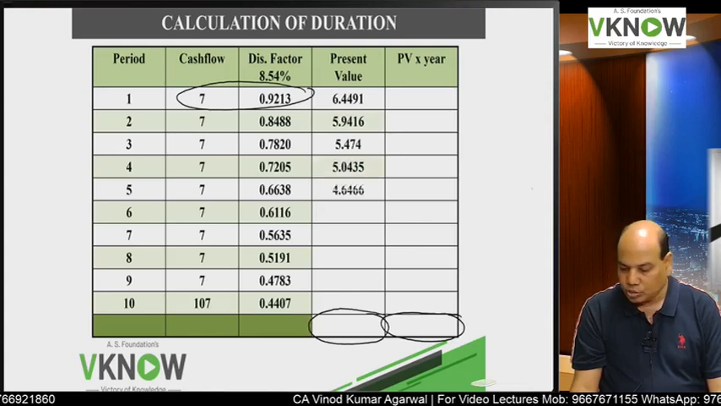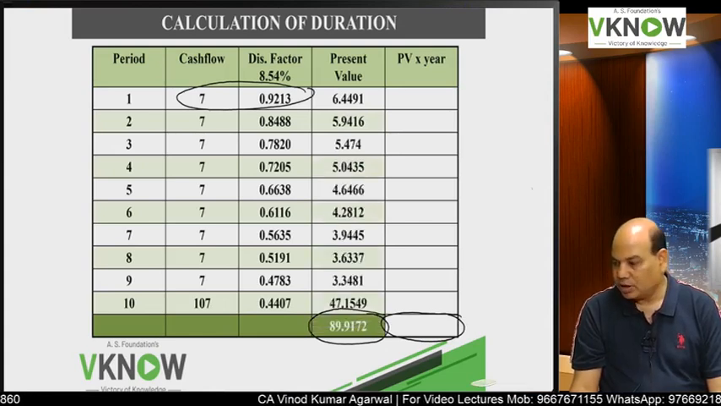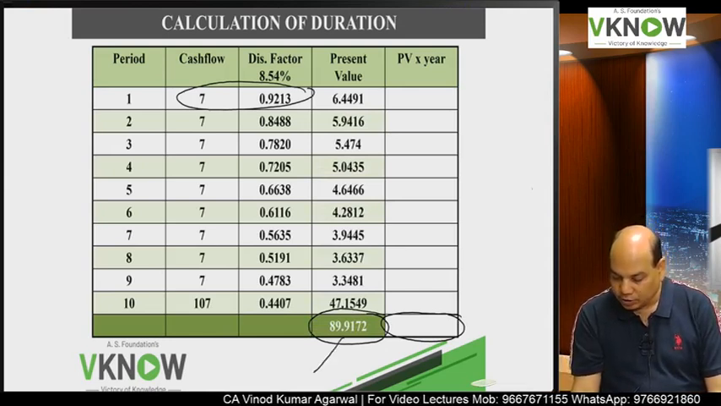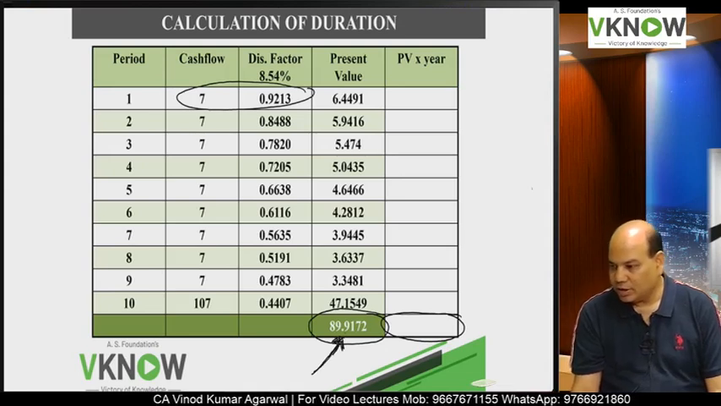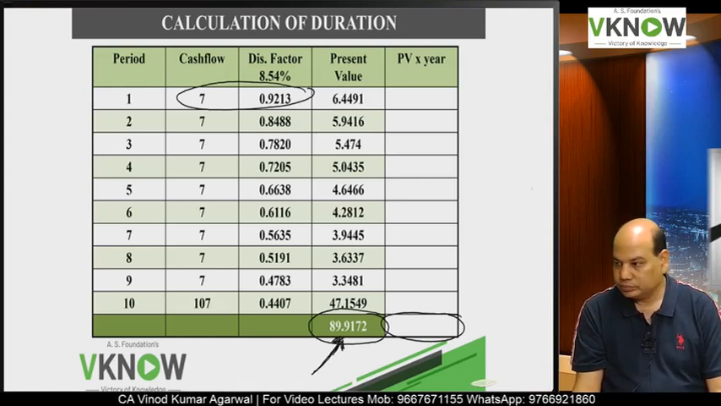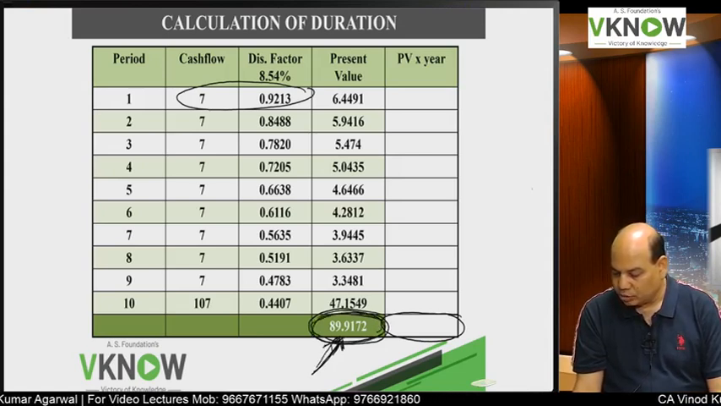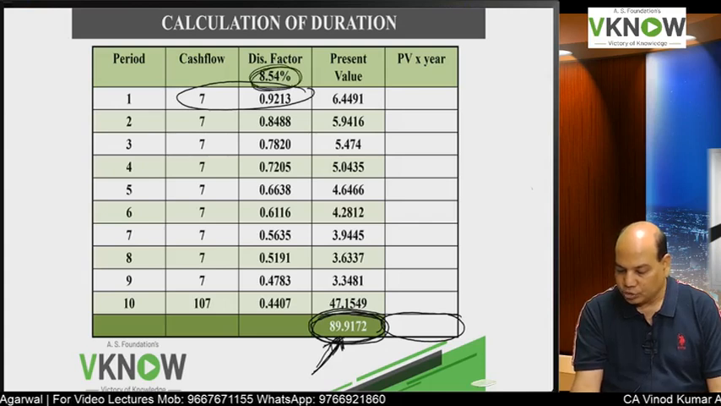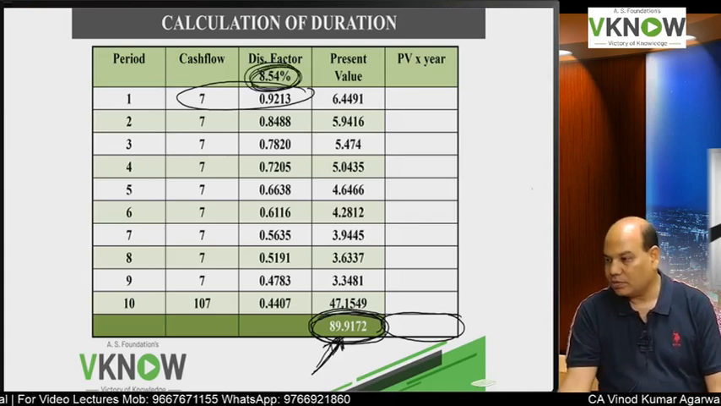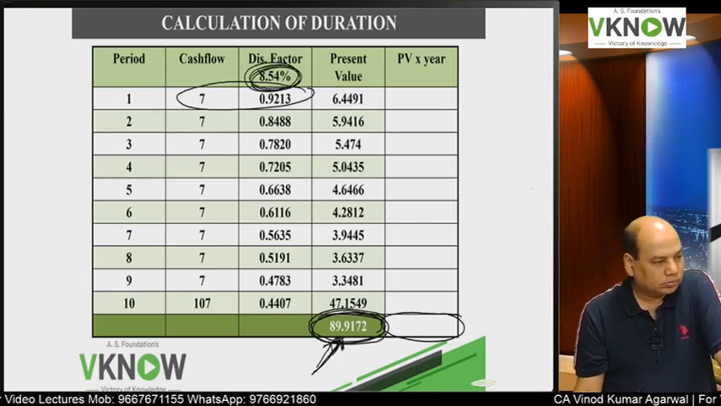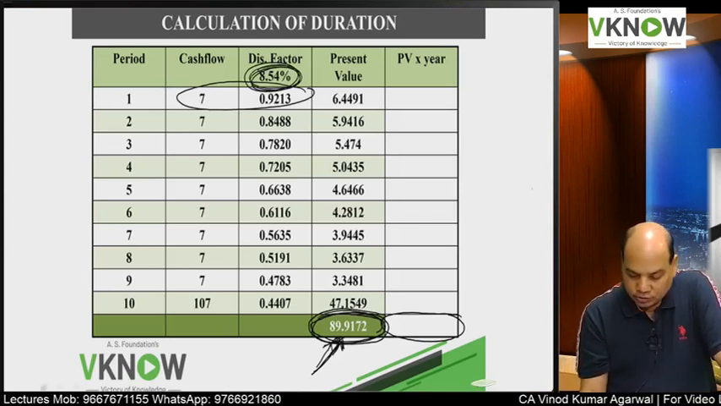The present value should be approximately 90 rupees because this 90 rupees is already given in the question. So you can directly write 90 here. If you are getting close to 90, you are right. Using 90 rupees present value of the bond, we have got the factor. So using the factor, I should get the same present value also. Yes, very good. Now next you try the last column.